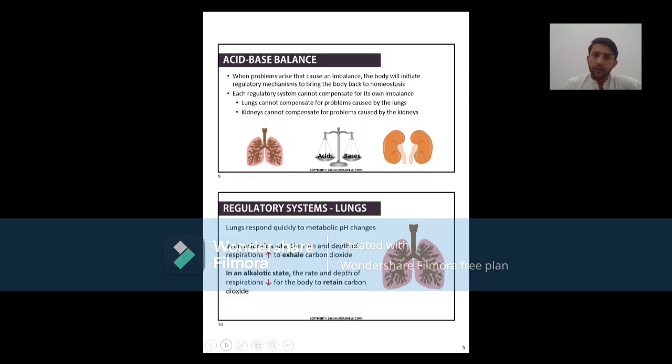We have a regulatory system such as the lungs. It responds quickly to metabolic pH changes. In acidotic conditions, the rate and depth of respiration increase to exhale carbon dioxide. In alkalotic conditions, the rate and depth of respiration decrease for the body to retain carbon dioxide.